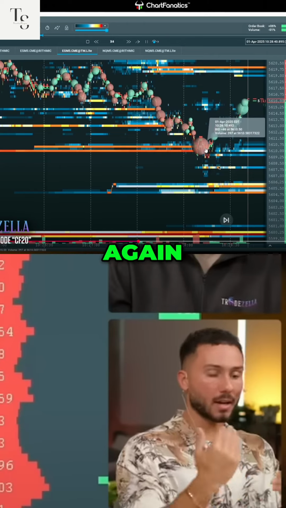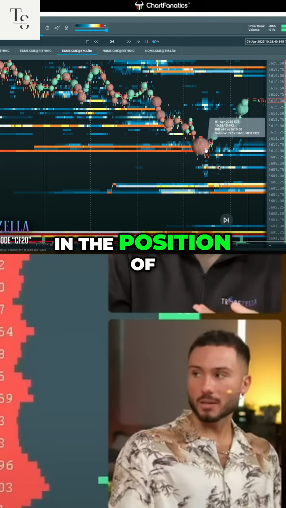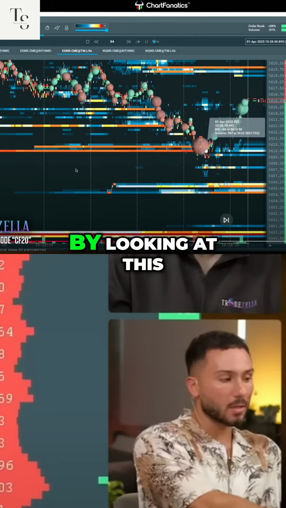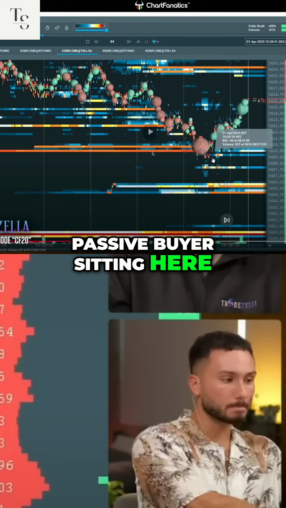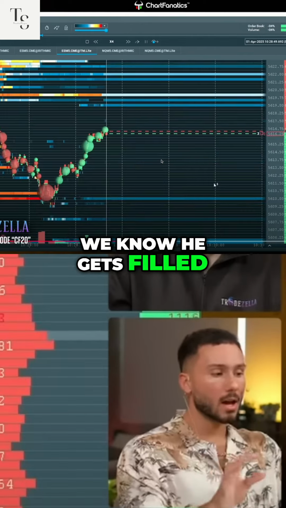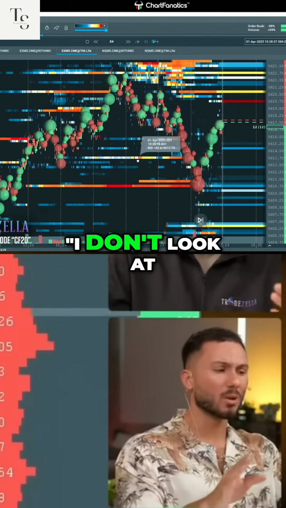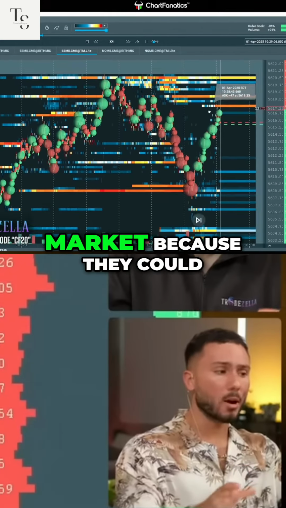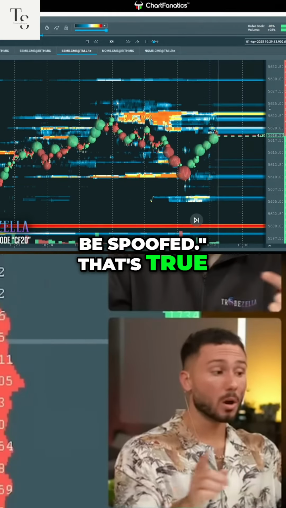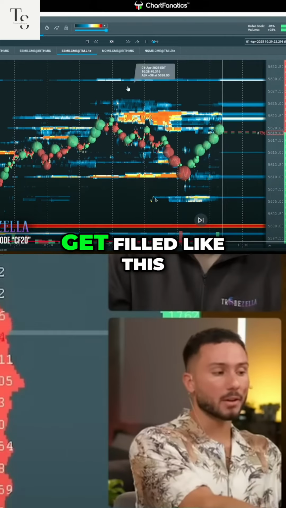Market's pulling back. Again, the concept of the strategy is putting ourselves in the position of large buyers. We can validate this by looking at this passive buyer sitting here. We know he gets filled. A lot of people say, oh, I don't look at the level 2 or I don't look at limit orders in the market because they could be spoofed. That's true, but they can't be spoofed when they actually get filled like this.